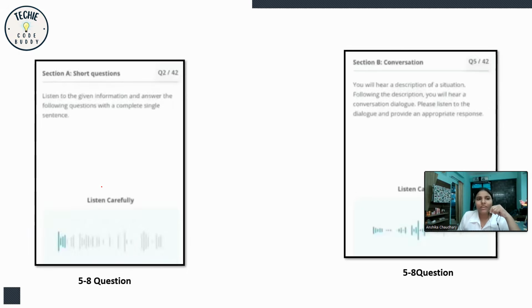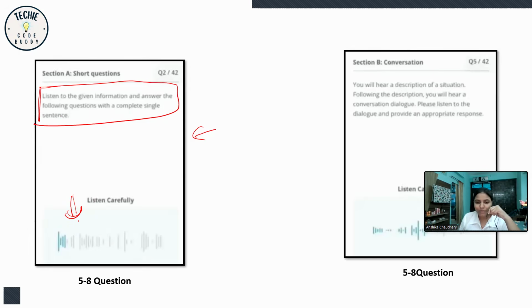So in section A, short questions, there will be an AI voice speaking, right? AI will say something like, listen to the given information and answer the following questions with a complete single sentence. So you are reading this as well as AI is speaking to you, right? Then you need to listen. Here an AI assistant will be speaking, so you need to listen.